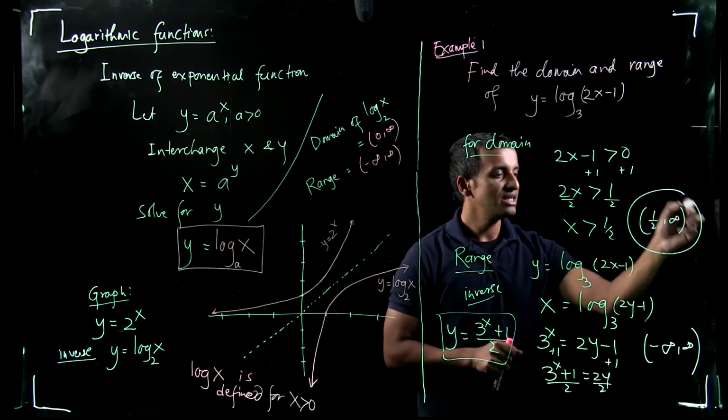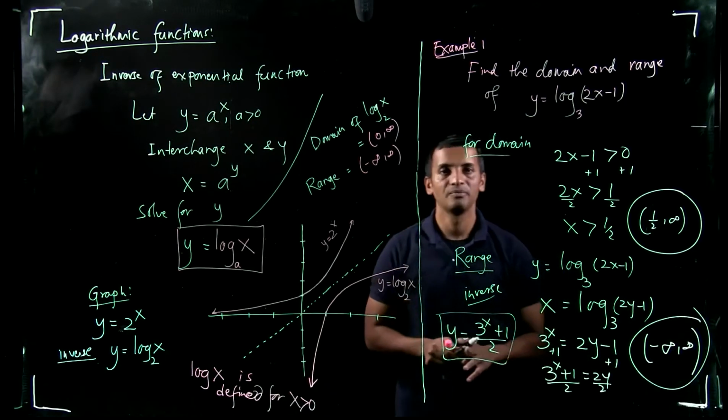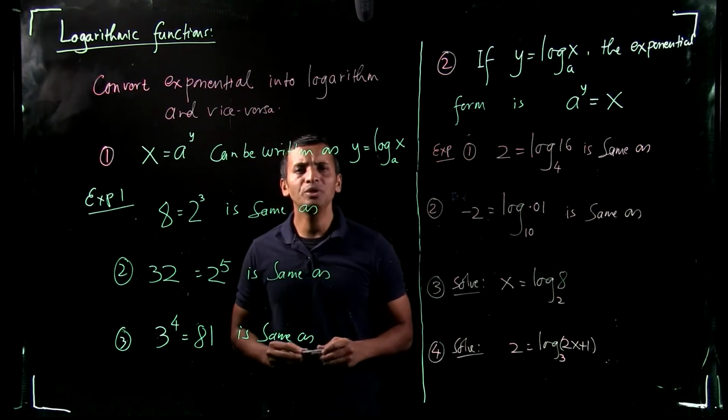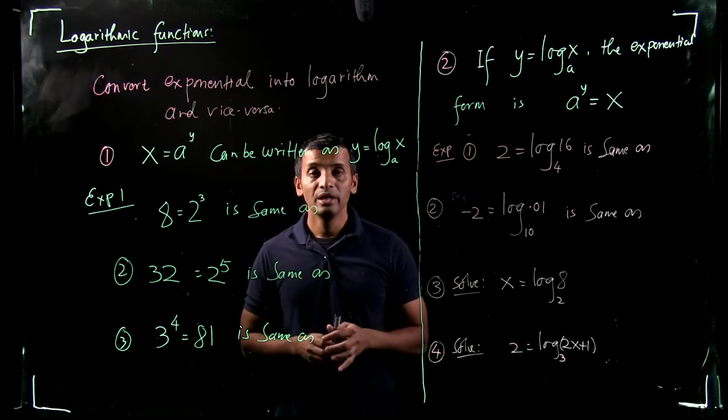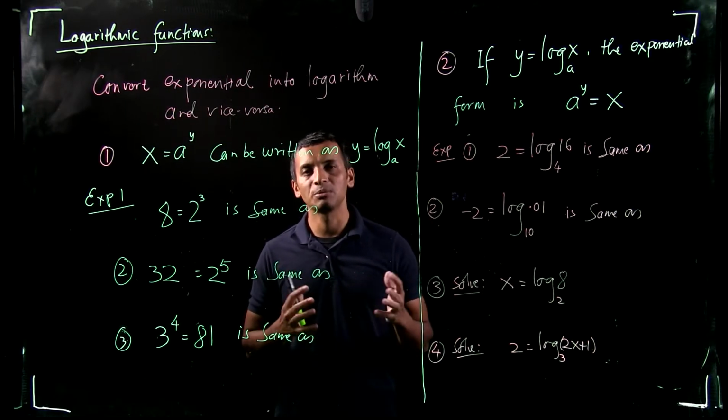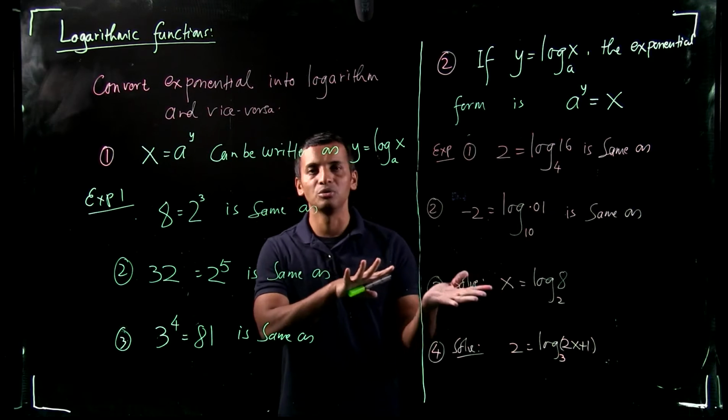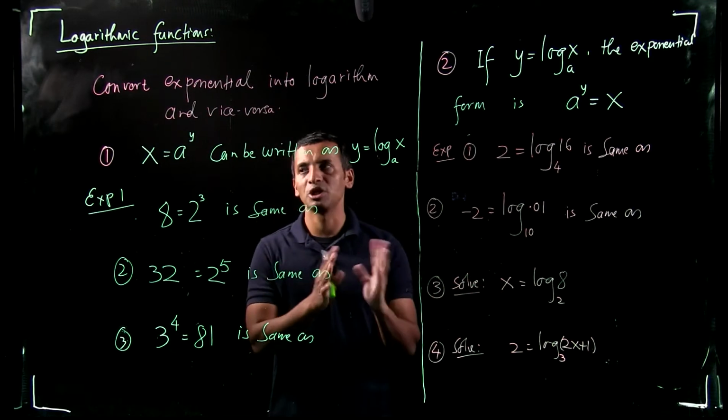Okay, so these are the final answer for that. Let's see some examples on how we convert an exponential function into a logarithm and a logarithmic function into an exponent. So exponent into logarithm and logarithm into exponent.